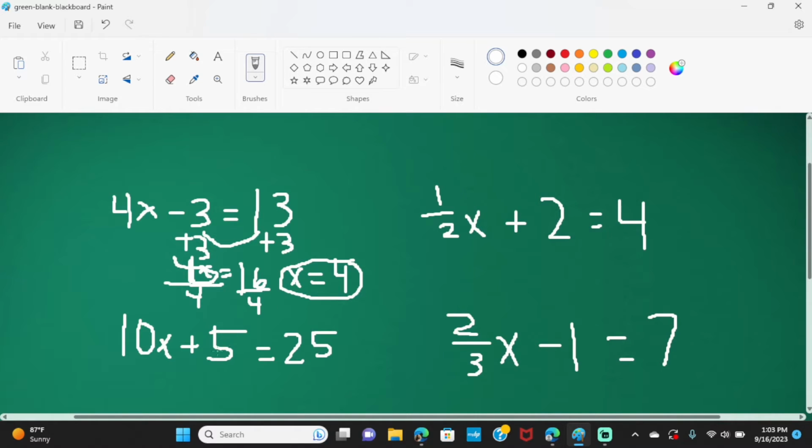So for the next one, you're going to do the opposite of positive, which is negative. So you're going to get negative 5, and you're going to want to throw it to the other side over here on the right. And then you get 10x equals 20.